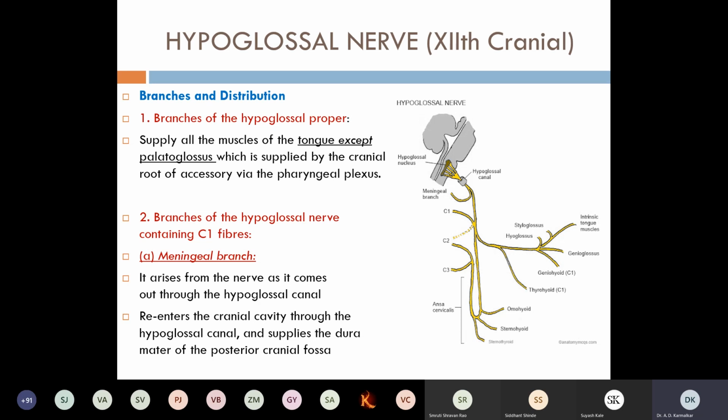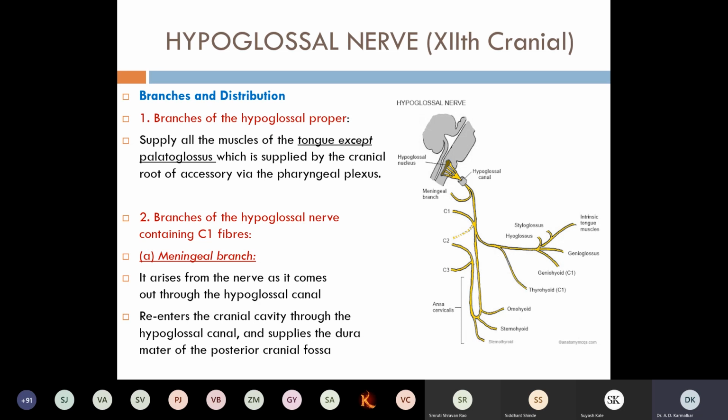Okay, already we have seen. Now if you see the C1 fibers, they are running along with the hypoglossal nerve, and they are leaving the hypoglossal nerve and going downward to form the descendens hypoglossi. C2 and C3 are forming the descendens cervicalis, and the loop is called ansa cervicalis. Just remember that. Ansa cervicalis, again, it is a short note for you.